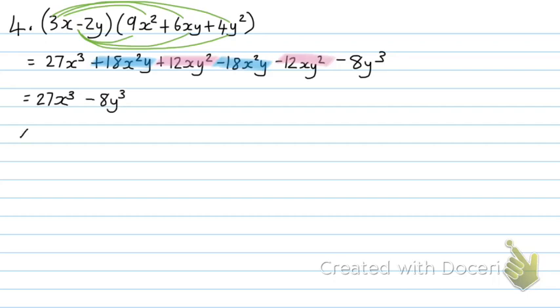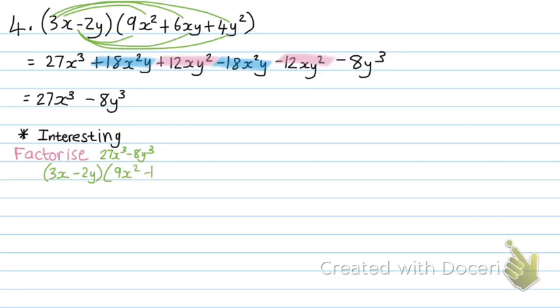This is a very short answer. This is not always the case. So here's something interesting. What if I factorize this answer? If I factorize 27x to the power 3 minus 8y to the power 3, this is the difference between cubes. So it's going to be factorized like this: 3x minus 2y, 9x squared plus 6xy plus 4y squared.